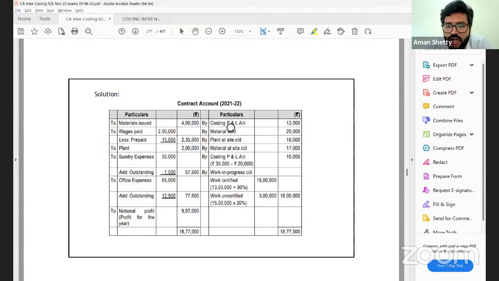So costing P&L account: to material issued 4 lakh, all the adjustments, so wages plus prepaid, then plant, sundry expenses outstanding, all directly lifted from the question, copy-paste, all the expenses. Material sold 20,000, that was there.